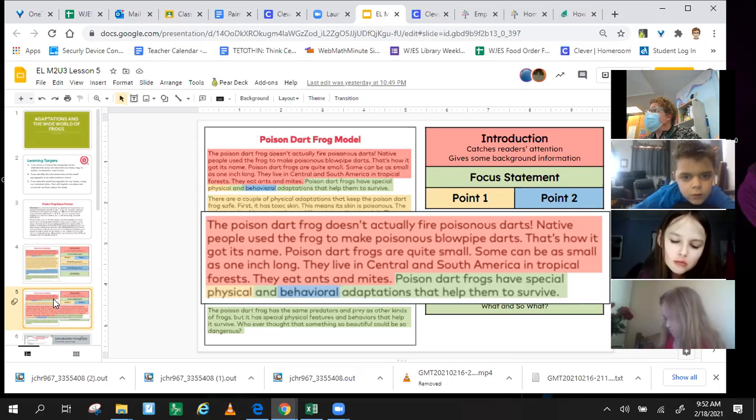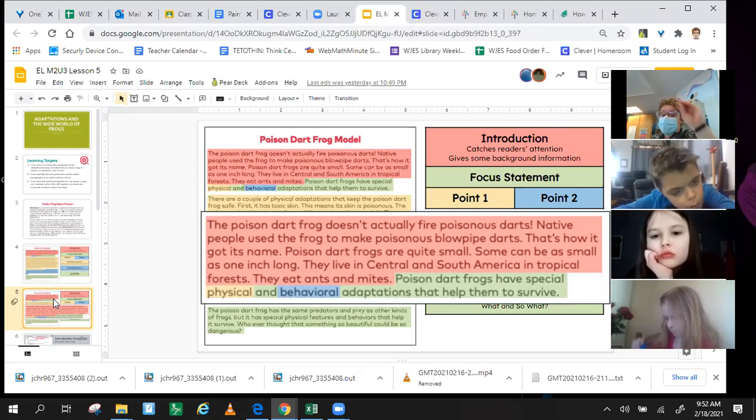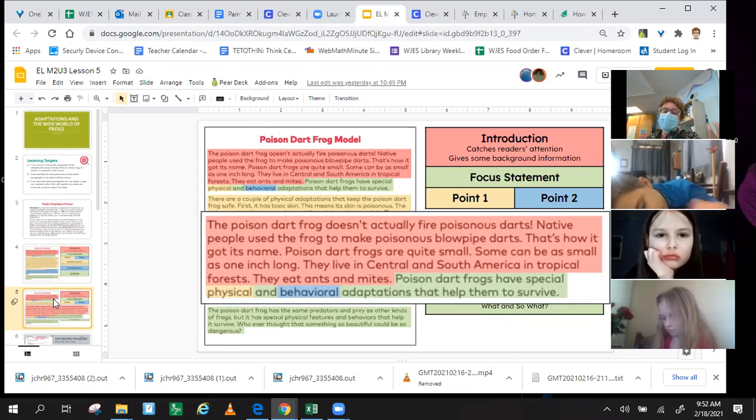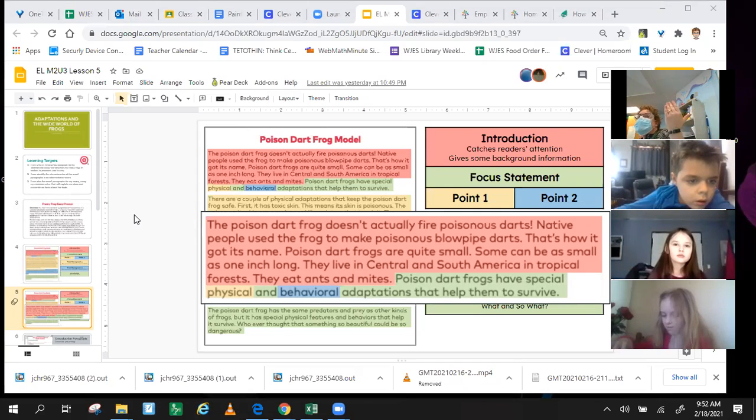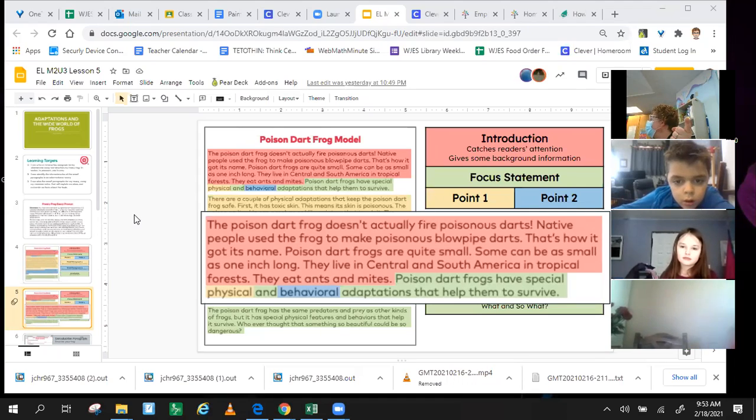Now I'm going to say, what's their habitat? Where do they live? Not all frogs live in the same place, do they? So I want to give my reader a little bit of information there. They live in Central and South America in tropical forests. They eat ants and mites. So again, I'm not giving them all of the information that I'm going to tell them later. I'm just giving them just enough information to get settled before we get into the really adaptation part. All right. Then you see the poison dart frogs have special physical and behavioral adaptations that help them to survive. What's that part again?